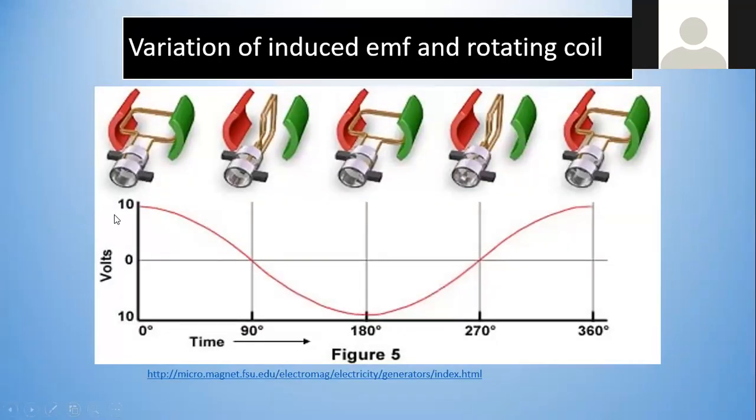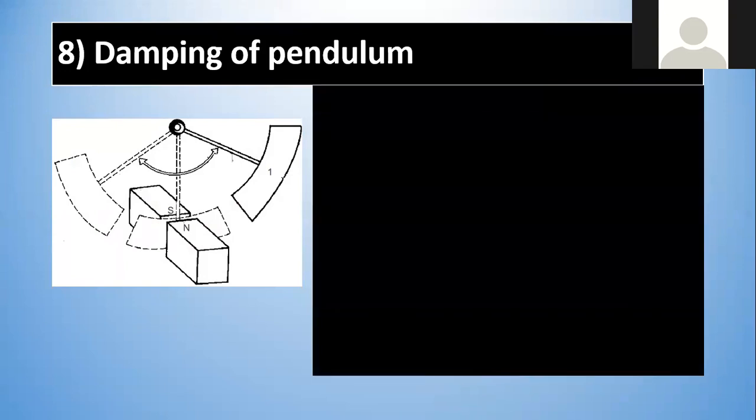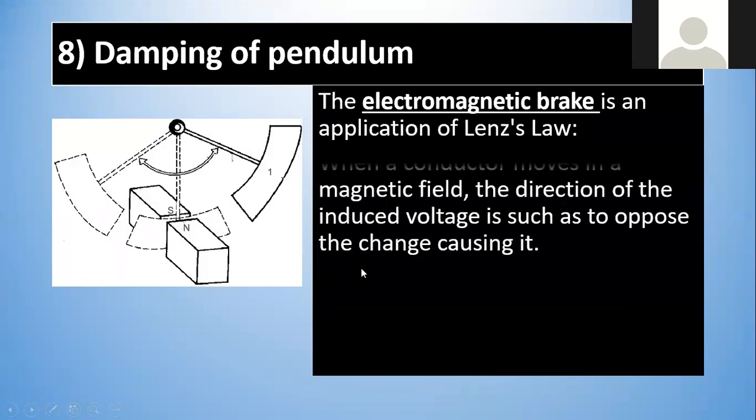This one just shows you how the EMF changes. When it's horizontal, the EMF is the largest. When it's vertical, the EMF is 0. All this you can get from the internet. Okay, application: damping of a pendulum. We can use that in an electromagnetic brake, where a metal disc is rotating and we want to stop it. This pendulum is just showing you the idea, an application of Lenz's law.